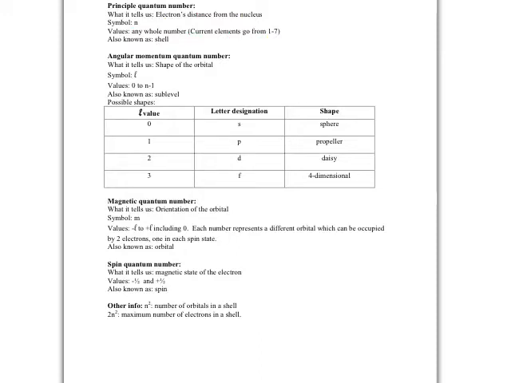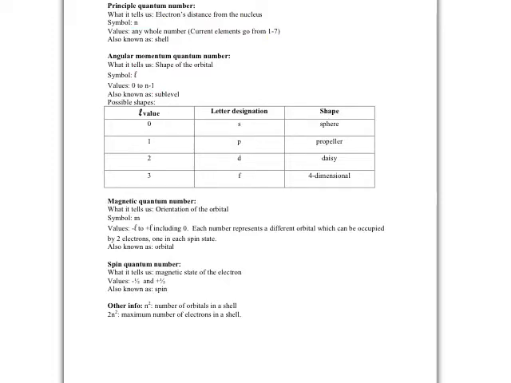The angular momentum quantum number tells us the shape of the orbitals within the shells. So some shells can have more than one sublevel within them, and each of those sublevels are going to have a different shape. Its symbol is a cursive l, and it can have values from 0 to n-1. We just refer to this as sublevels because it's describing the shape of these sublevels.